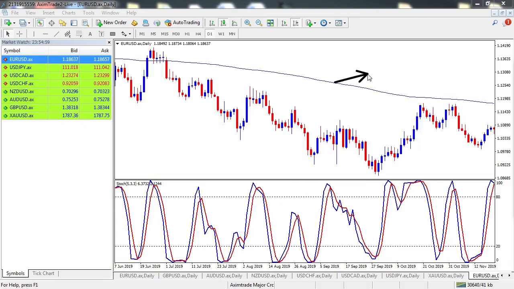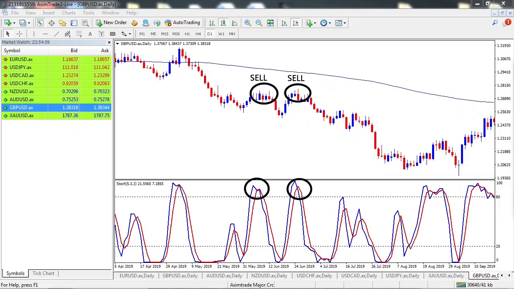And traders should go short when the market is below the 200 moving average, has made a short-term bounce, and the stochastic is above 80. Here are a few examples of combination signals.